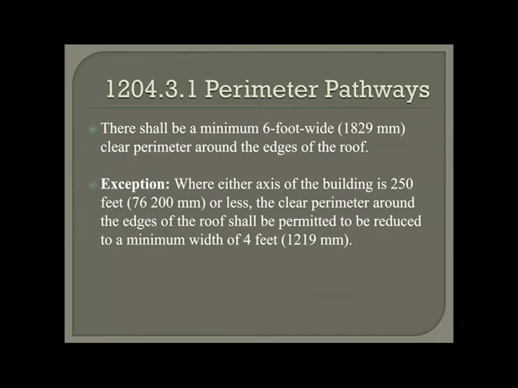So perimeter pathways. So now it's all the way around the edge of the roof. So again, we're really essentially talking about flat roofs. All right. That we need a 6-foot clear path. And the exception again is if it's less than 250 feet across, then you're allowed to reduce that to 4 foot. So for the most part, we don't have that many buildings that are that big. We do have some, but not that big. So generally, we're looking at a 4-foot perimeter all the way around that roof that we have access, that we can get up to the roof and have the ability to maneuver around the section of the panels that are up there to access what we need to access.